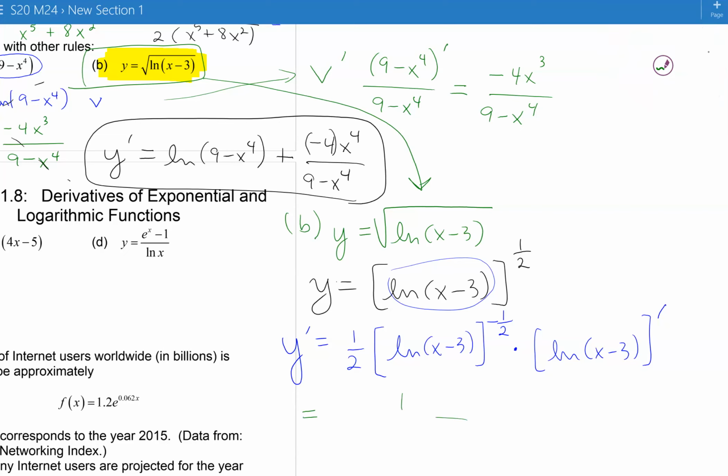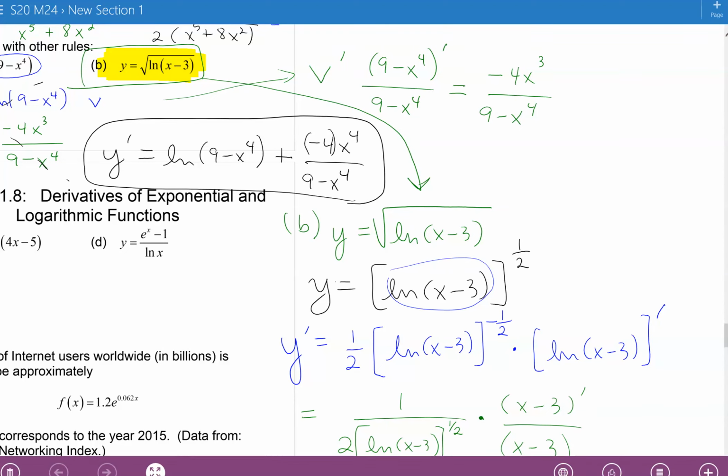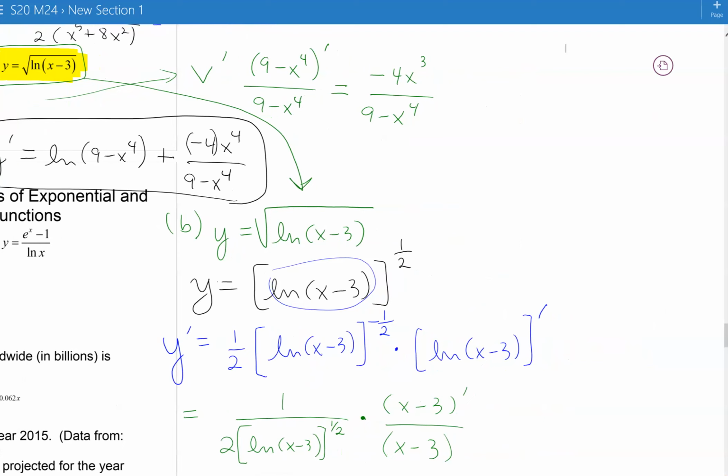So let's write this first part without a negative exponent. And then this is going to be times the derivative of x minus 3 over x minus 3. But the derivative of x minus 3 is 1. So my final answer is going to be 1 over 2 times the ln of x minus 3 to the 1/2 and x minus 3, and all of that is in the denominator.